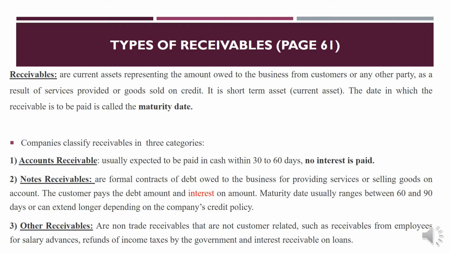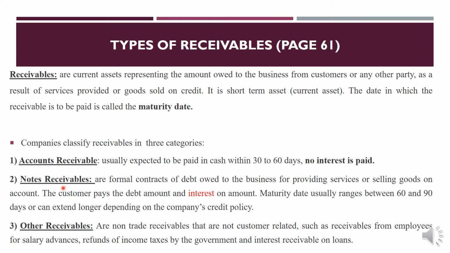So, when a company sells a good or service on account, meaning that the customer did not pay for what he purchased, then the amount sold is written in the company's balance sheet as a receivable. We have three different types of receivables. First is the accounts receivable, second, notes receivable, and third, other receivables.